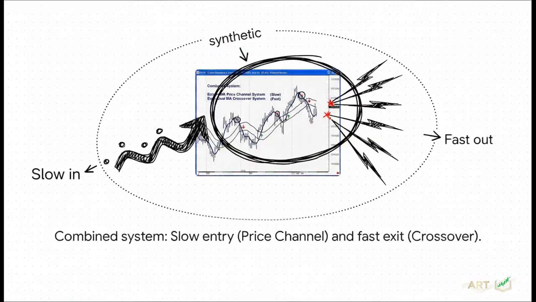And this is the pro-level synthesis. Here's the magic. We use the disciplined price channel system for our entry signal. This keeps us safely on the sidelines when the market is a choppy mess. But once we're in a winning trade, we switch to the fast crossover system for our exit signal. This lets us get out quickly and protect our profits. It's a slow in, fast out methodology, and it really is the best of both worlds.